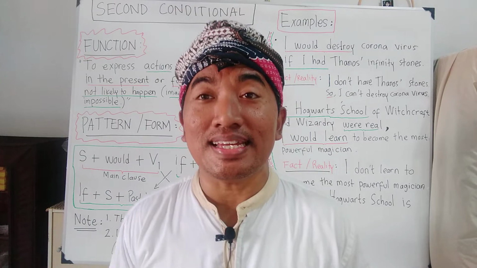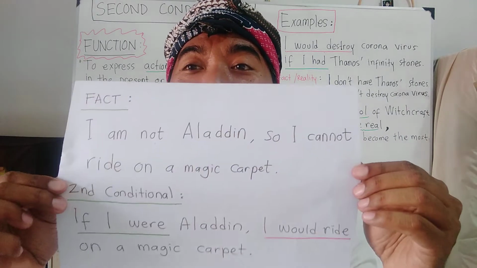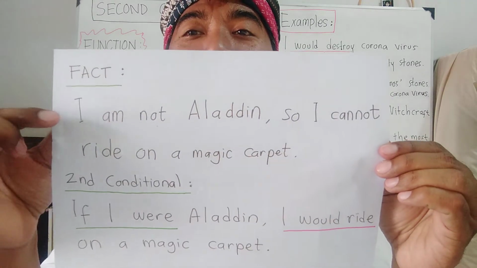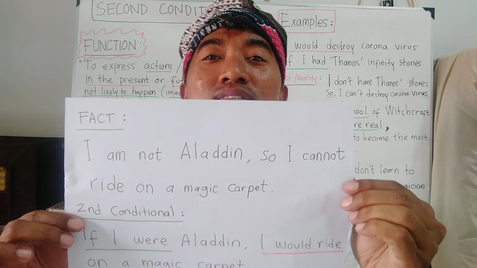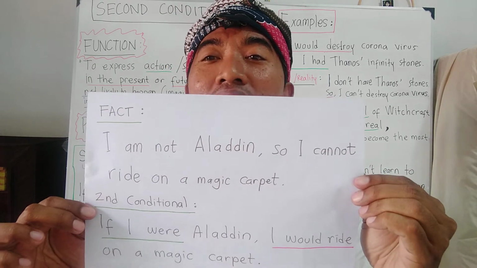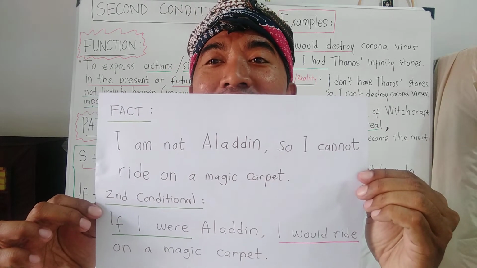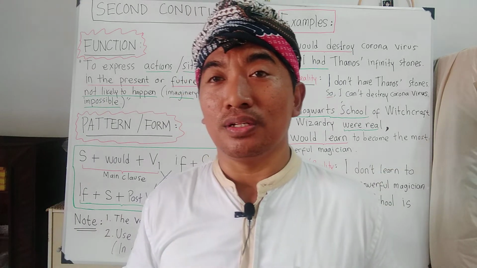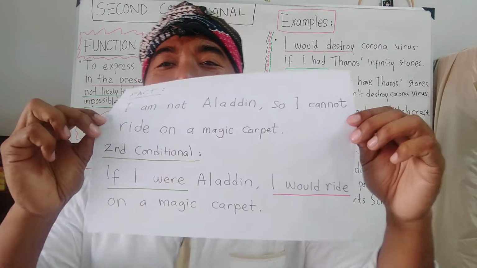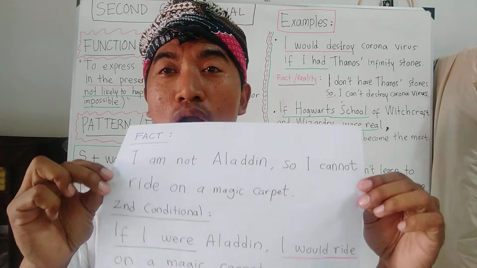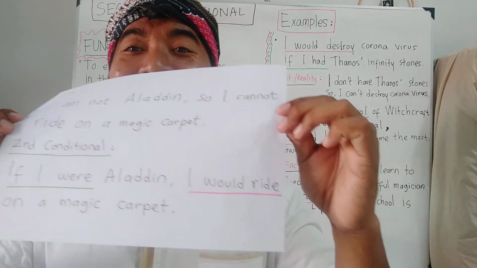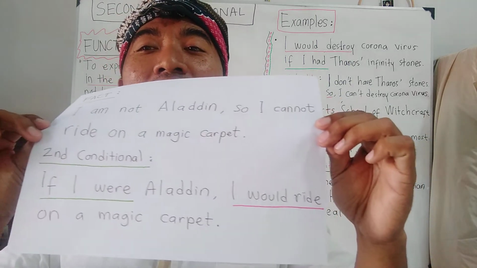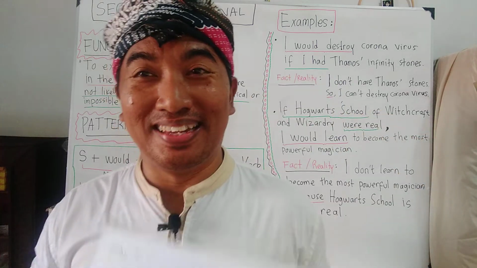Bingo! Yes, let's check whether you're correct or not. Let's see. So the fact says, I'm not Aladdin, so I cannot ride on a magic carpet. So the second conditional would be, if I were Aladdin, I would ride on a magic carpet.